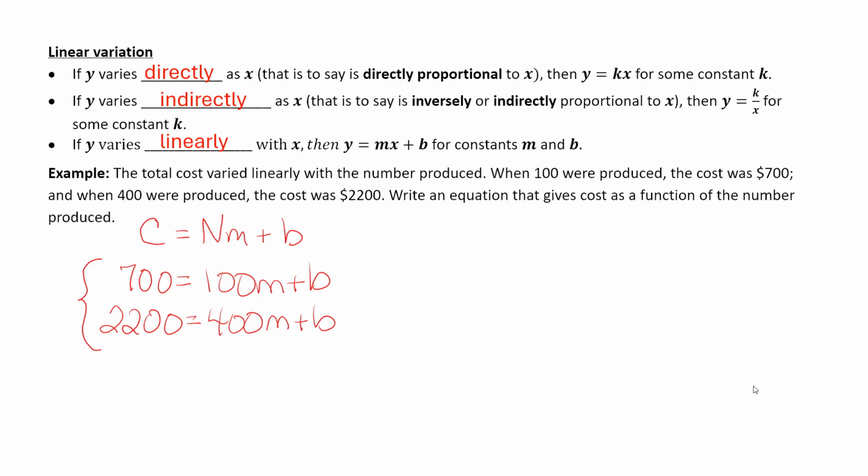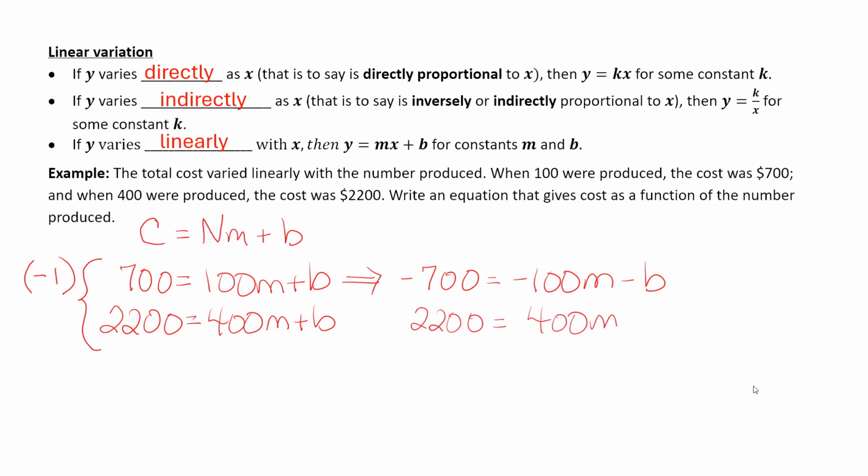If I subtract the two equations, well, I'll multiply the first equation by -1. In other words, this is still subtraction. So negative 700 is equal to negative 100m minus b. And then I'll just rewrite the second equation again. Now, if I add the two equations together, I'm going to get 1500 equals 300m, and the b's cancel out. So therefore, m is going to be 5.